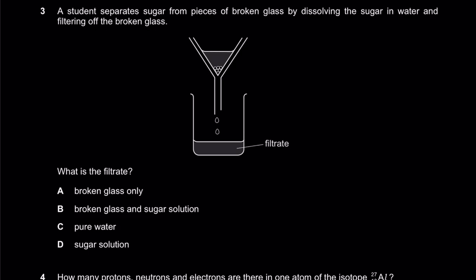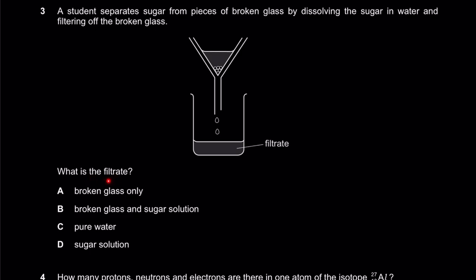A student separates sugar from pieces of broken glass by dissolving the sugar in water and filtering off the broken glass. It's pretty simple. He dissolved the sugar in water. So the sugar is going to dissolve in water because sugar is soluble in water. And then the broken glass, because it's insoluble, is going to be collected as residue. The filter paper is going to trap it. And obviously the sugar solution is going to be obtained as your filtrate.